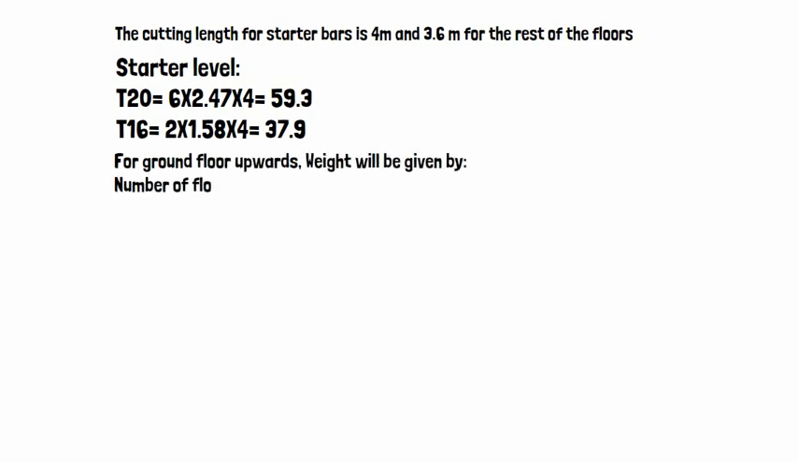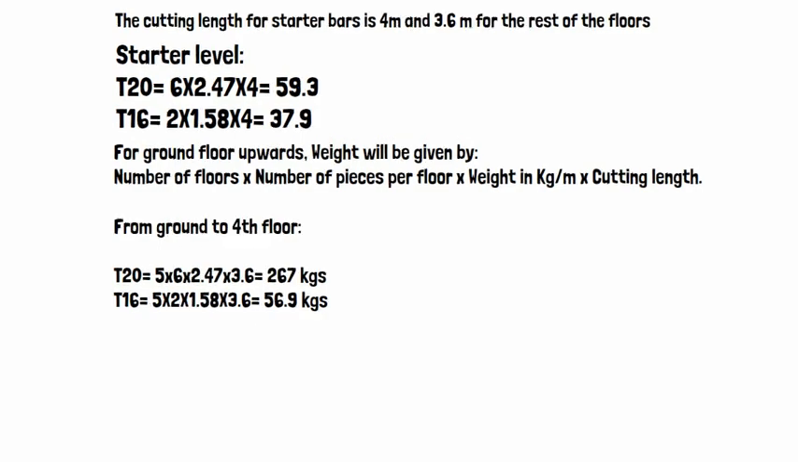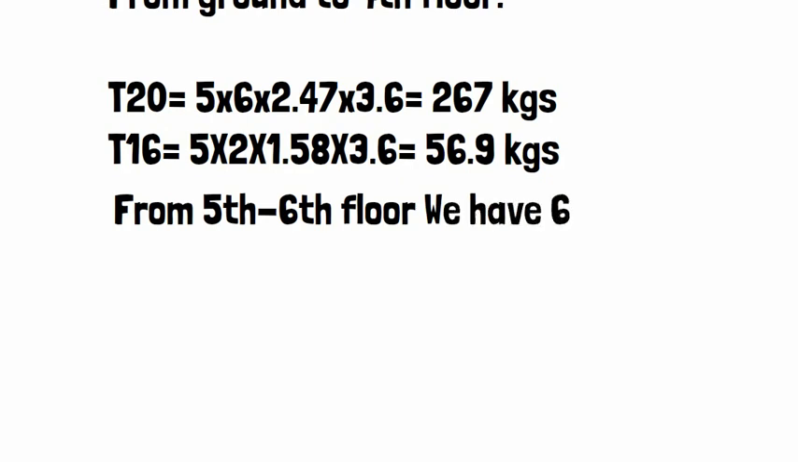For ground floor upwards, weight will be given by number of floors times number of pieces times weight kilogram per meter times cutting length. So T20 will have 267 kgs. T16 will have 56.9 kgs. Because you are substituting into that formula, you get 5 floor multiplied by 6 multiplied by weight in kilogram per meter, that is 2.47 for T20 multiplied by cutting length, that is 3.6.